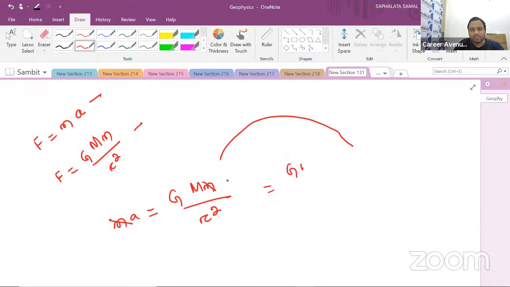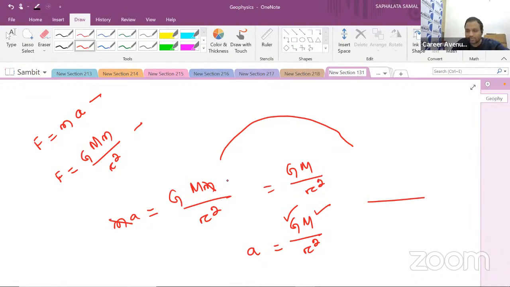I will get what? GM by r square. That means my acceleration with which the mass is falling down is equal to how much? G into m by r square. Clear? So it does not depend upon the mass of the object. If you throw a 5 kg object upwards when it is coming down, or a 3 kg object, a 1 kg object coming down, they all will have this acceleration. This is a constant, the mass of the earth is constant, and r is not dependent upon the body's mass. It is independent of the mass.